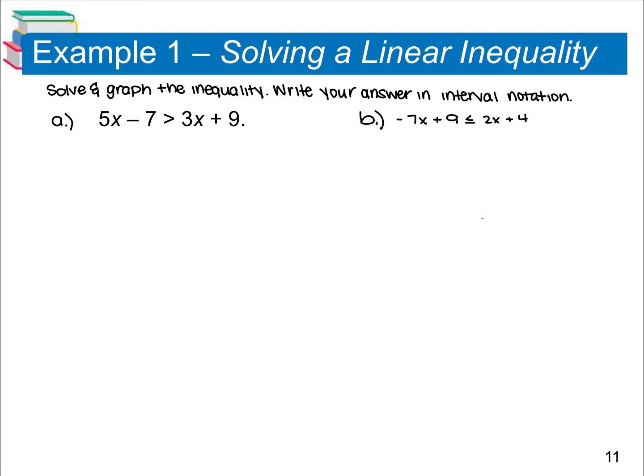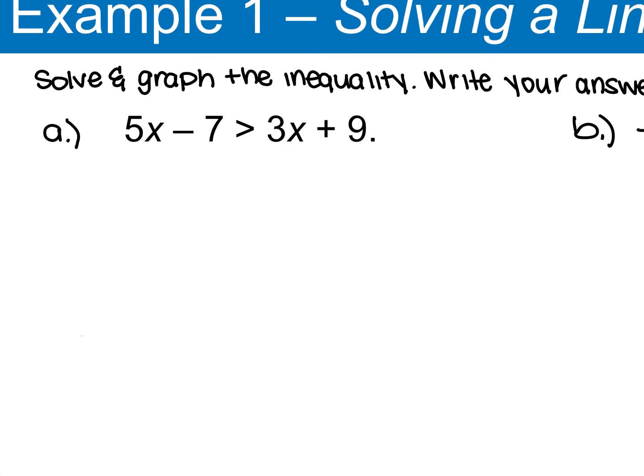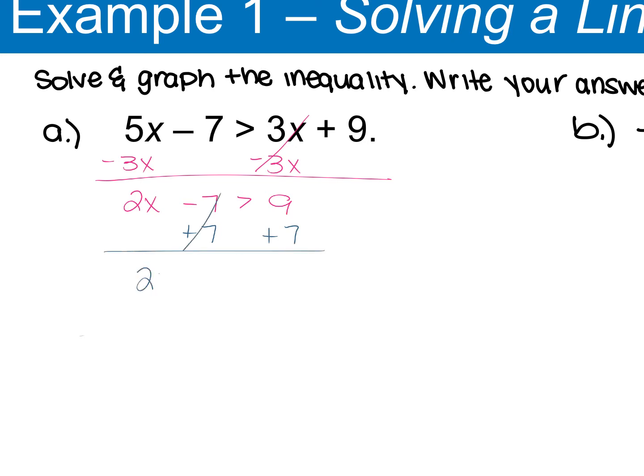For example, A, you have 5x minus 7 is greater than 3x plus 9. So our whole idea is to get the x by itself and on the left side. So I'm going to start this one by moving the 3x over, so I'm going to subtract it from both sides. This is going to give us 2x minus 7 is greater than 9. From here, move your 7 over, so add it to both sides. That's going to give us 2x is greater than 16.